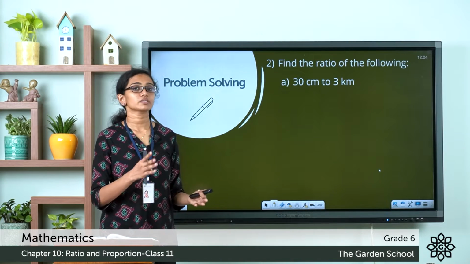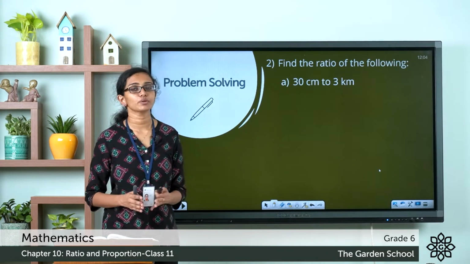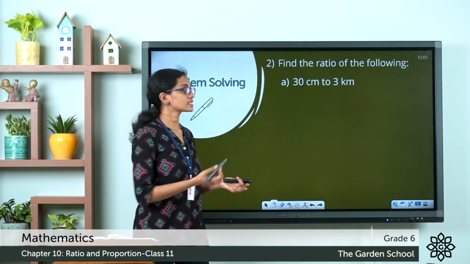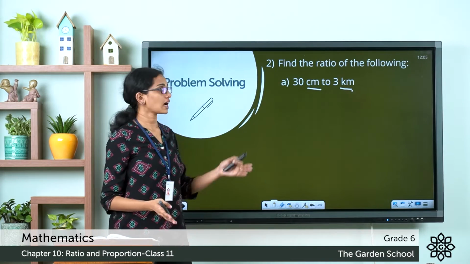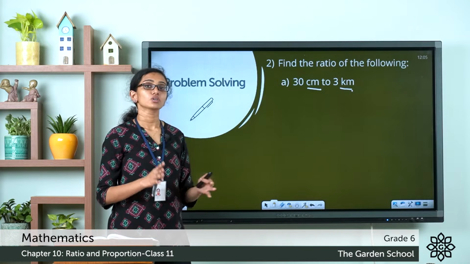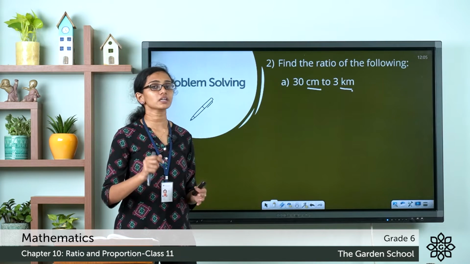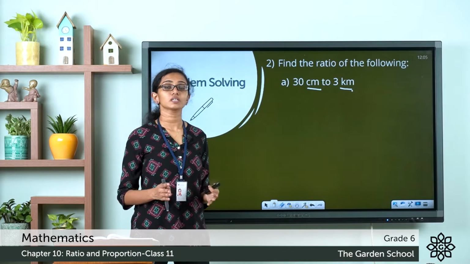Remember, whenever we mention a ratio, the comparison is only between two quantities in the same unit. So are the quantities given here in the same unit? No. One is 30 centimeter and the other one is 3 kilometer. So the units here are not the same. One is centimeter and the other one is kilometer. So the first step is to convert the given quantities in terms of a single unit or the same unit. So let's express both the quantities in terms of the same unit.